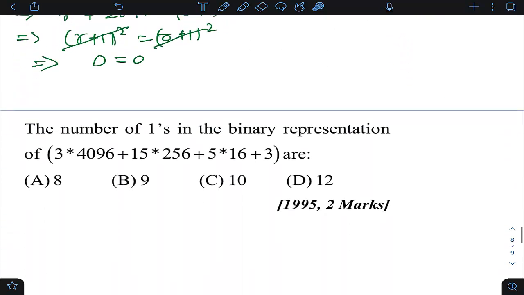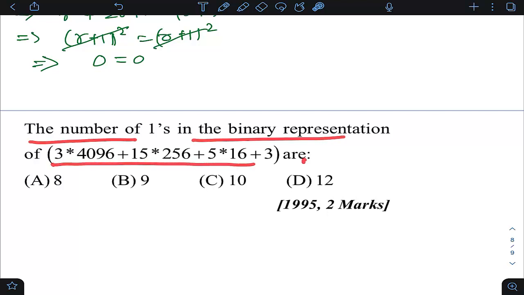Yeah, this is also one of the good problems. This is also a GATE paper question, asked in 1995 for 2 marks. The question is: the number of ones in the binary representation of this expression is? So how many ones are there in the binary representation of this?